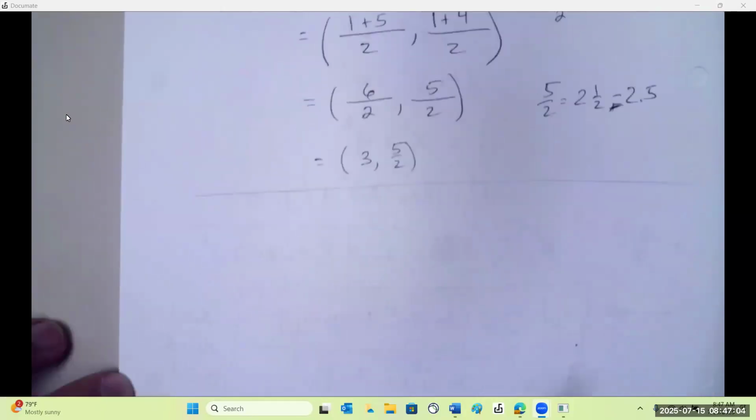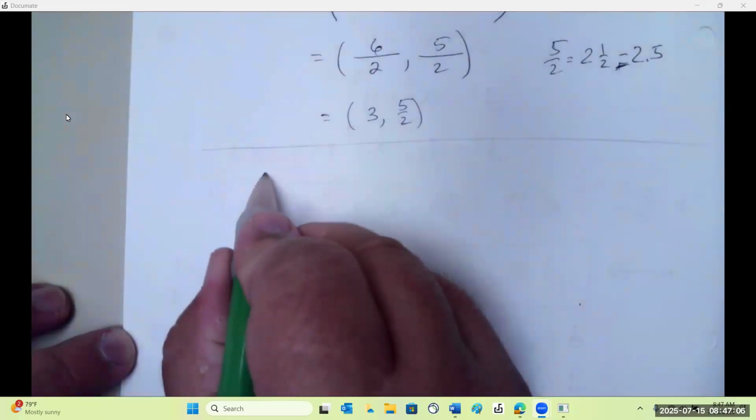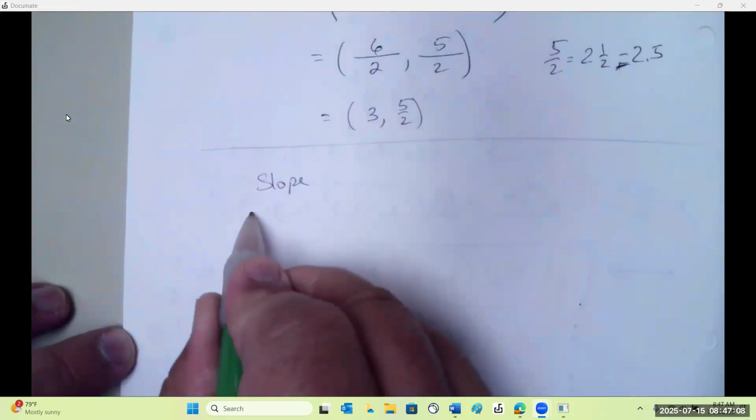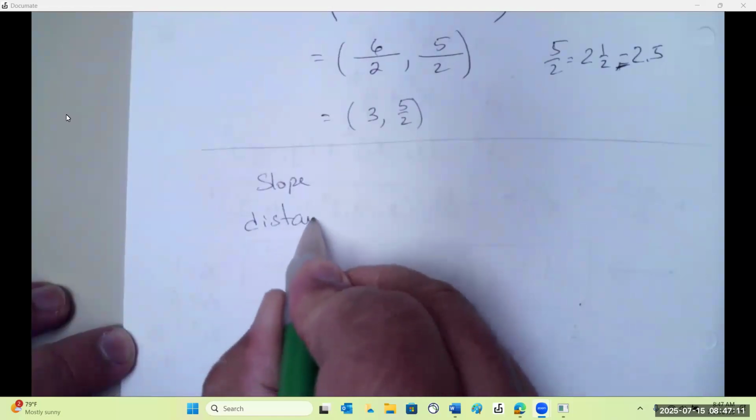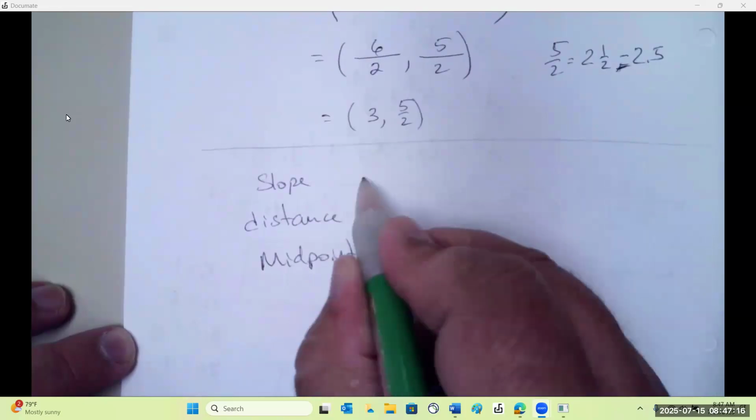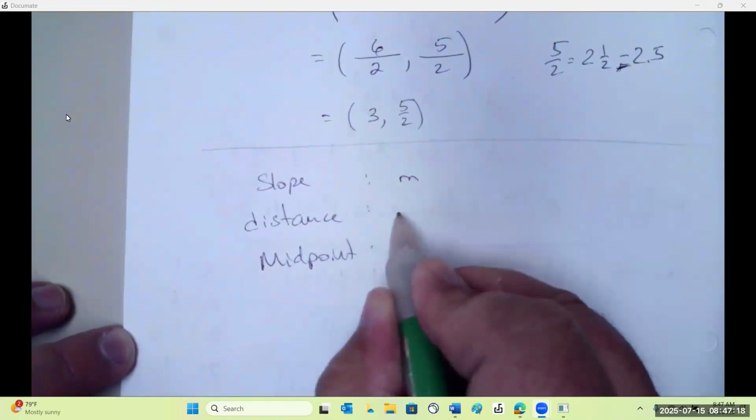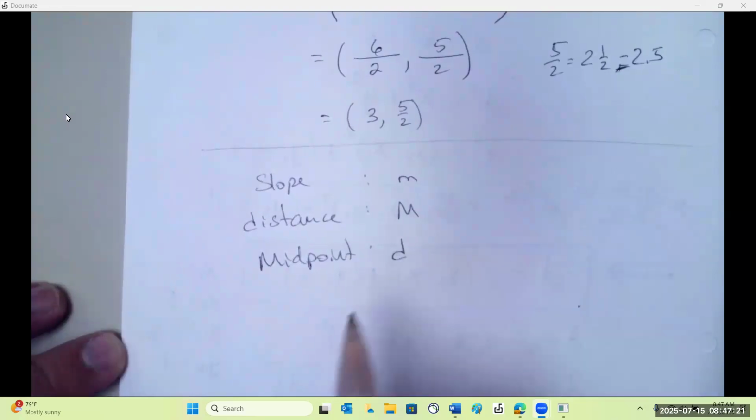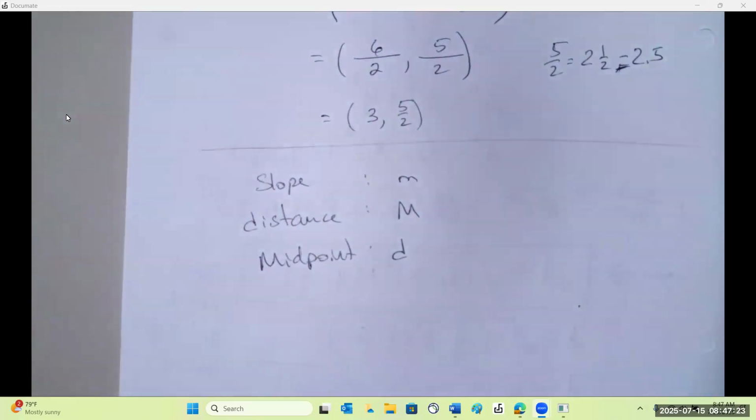So think what we've talked about so far. We've talked about the slope, the distance, and the midpoint. Little m, capital M, and D. What other formulas do we need to know? Well, for right now, we're going to get to the point of talking about equations of lines. We have a lot of stuff to do before that.